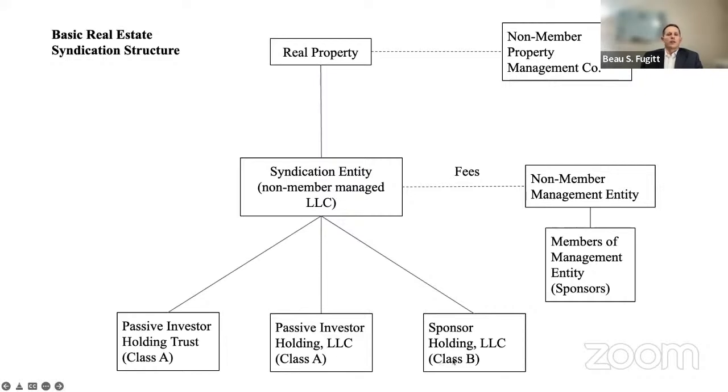Your sponsors, we call that a Class B, because typically that Class B is received based on the efforts the sponsor put into the deal, not necessarily money. A sponsor could also put in money and take a Class A share, for example. But anyways, that's the basic structure.